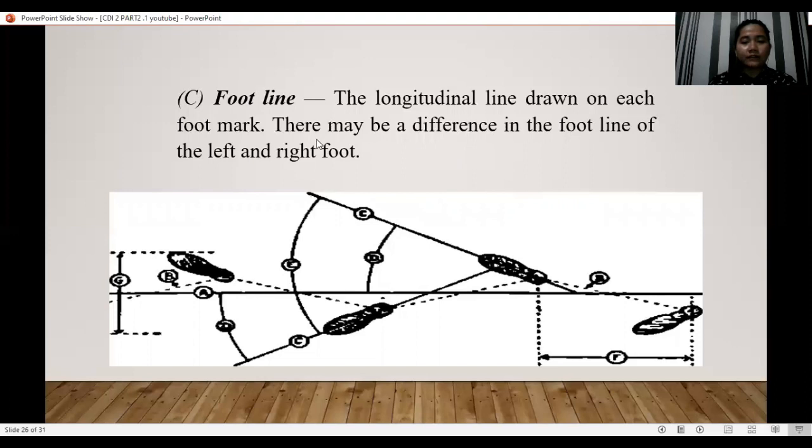So, next one, we have the foot line. When we say foot line, it is the longitudinal line drawn on each footmark. This may be different in the foot line of the left and the right foot. So, saan ba si foot line? Ito si foot line. Ito yung line from left foot, then ito naman sa right foot yung line na yan. Yan yung tinatawag natin na foot line.